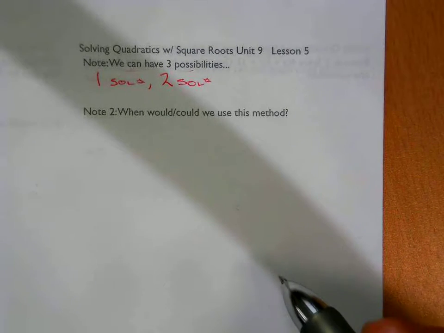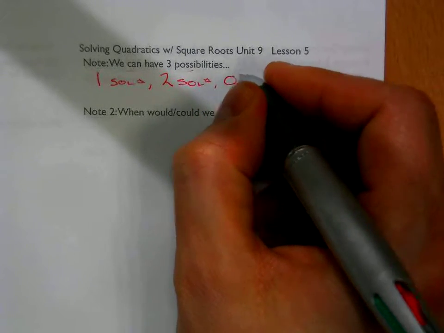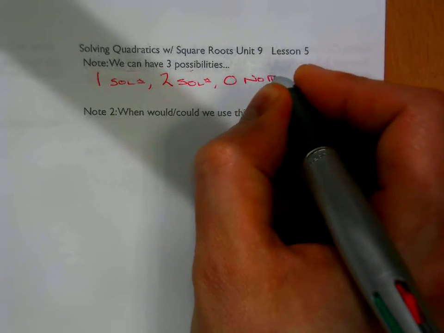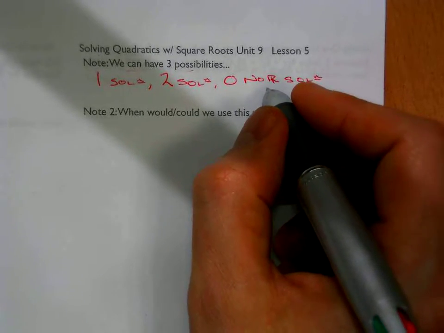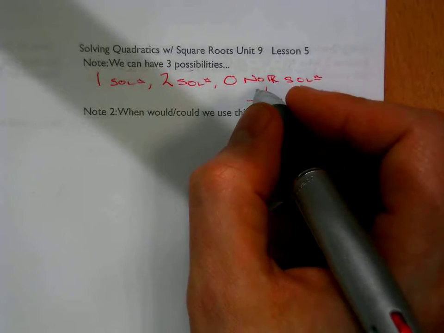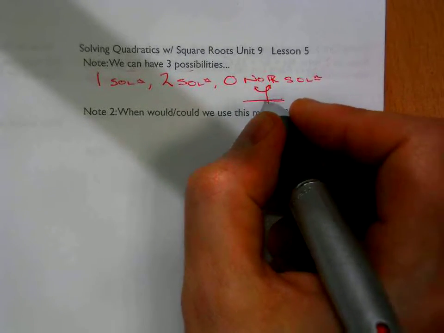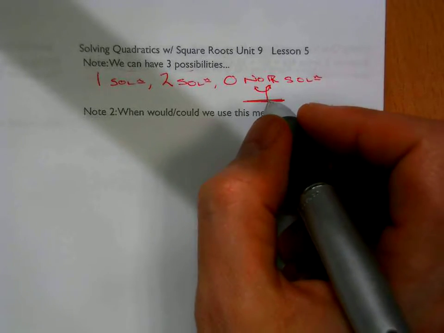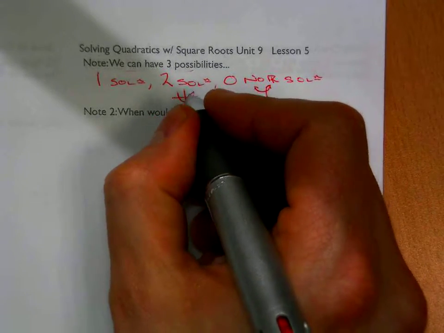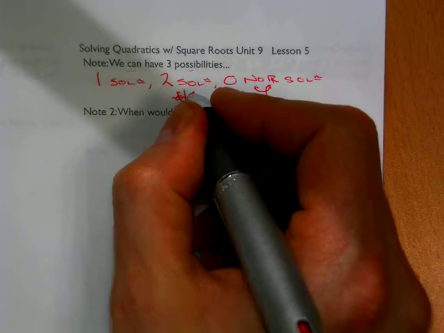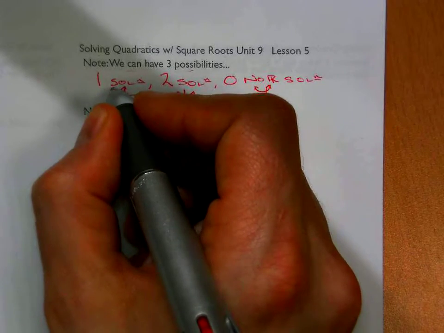And then again, it's possible to have zero or no real solutions. Okay? And again, if we were thinking of this graphically, it would look something like that. If we graphed it, it would never touch the x-axis. If we graphed it with two solutions, it would touch it in two spots. And if we graphed it and had one solution, it would touch it in precisely that one spot.